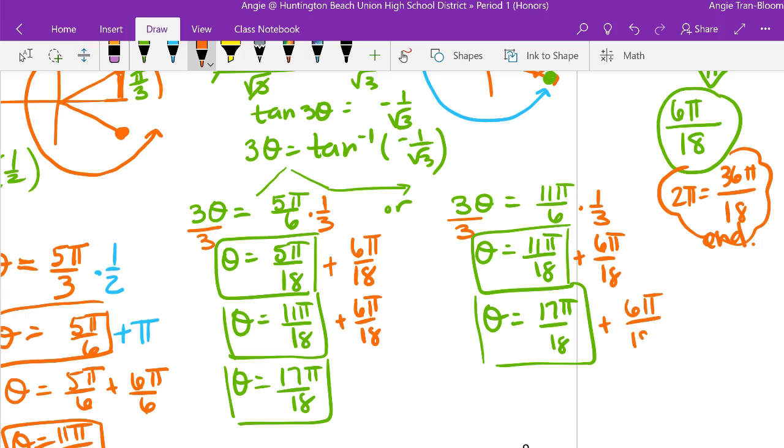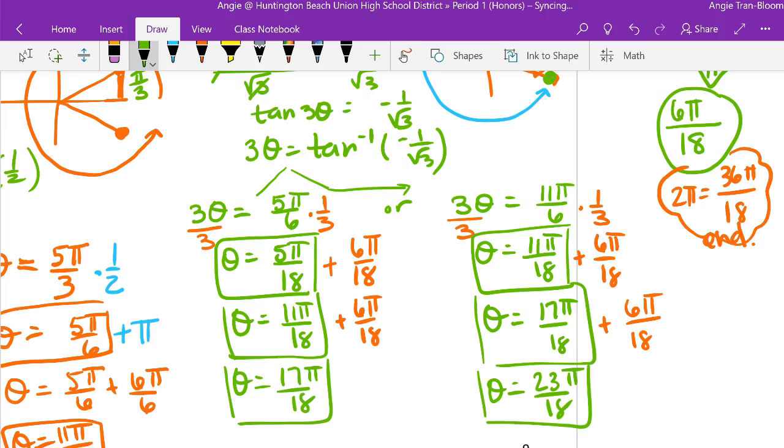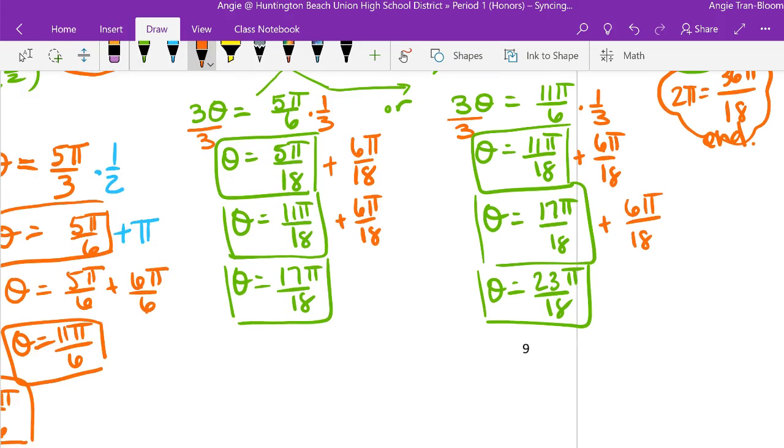This is now, keep on adding. So here we go. Theta equals 23 pi over 18. Keep on going. Are you ready? Keep on adding, because it's not anywhere near 36 pi over 18 yet. Okay? Keep on going. All right, so I now have 23 pi. Do you see something funny yet?